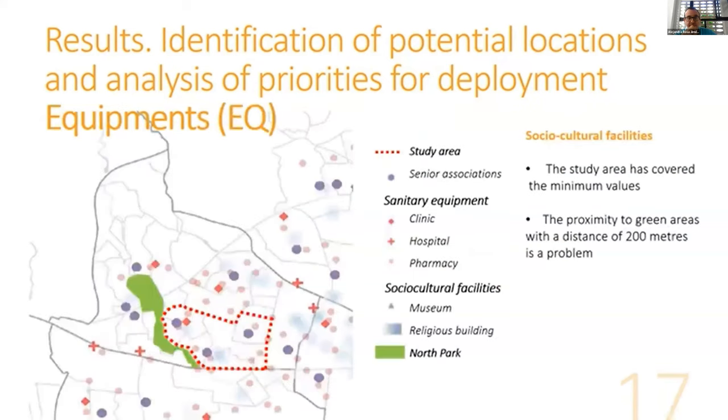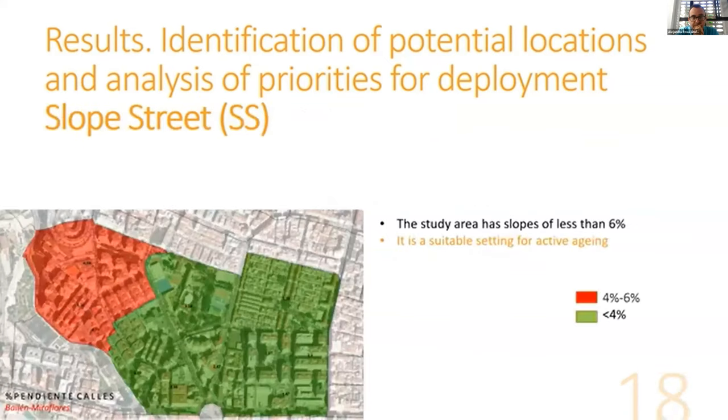In terms of sociocultural facilities, the study area has covered the minimum values. The neighborhood is well equipped, with two hospitals and one health center covering the entire study area and a wide range of pharmacies. In addition, the study area has three associations for the elderly. However, the proximity to green areas, with a distance of 200 meters, is a problem. The study area has a slope of less than 6%, which makes it a suitable setting for active aging, with the exception of the western sector, which has a steeper slope.